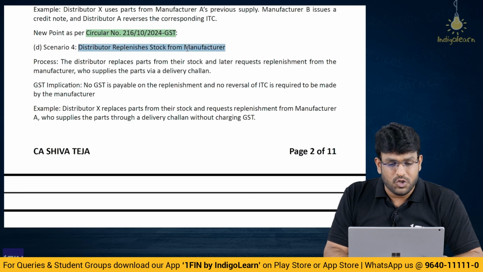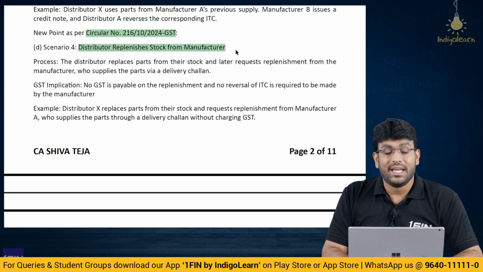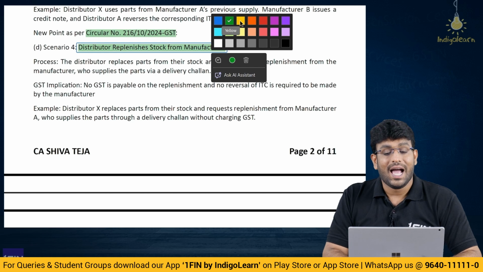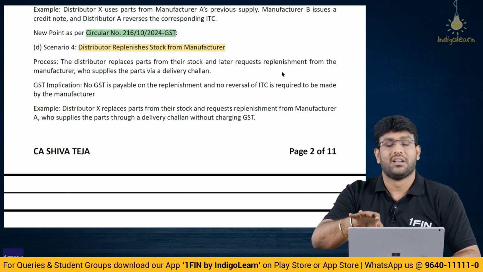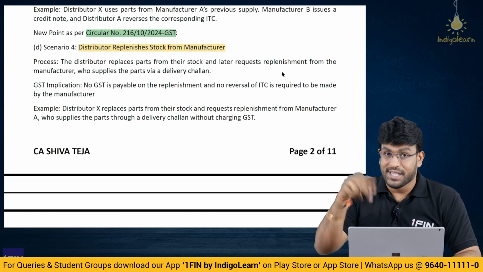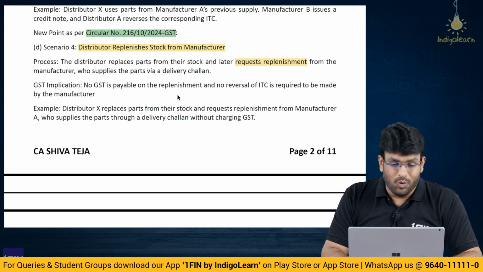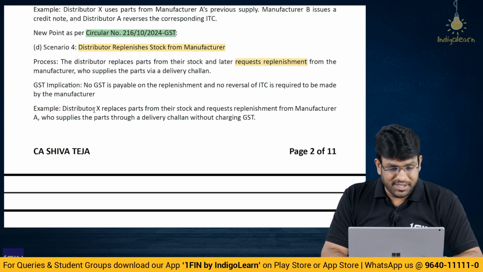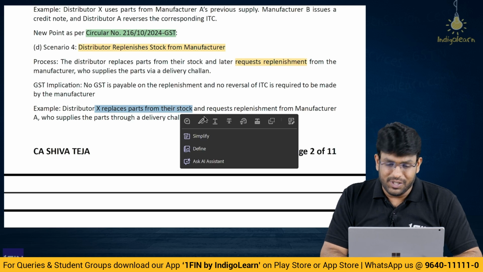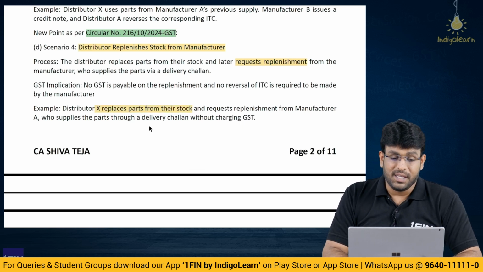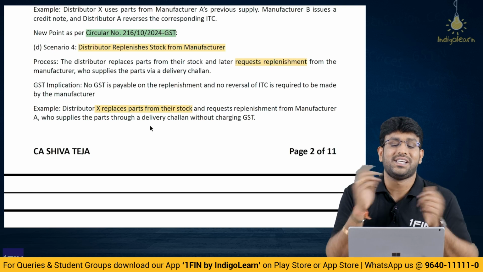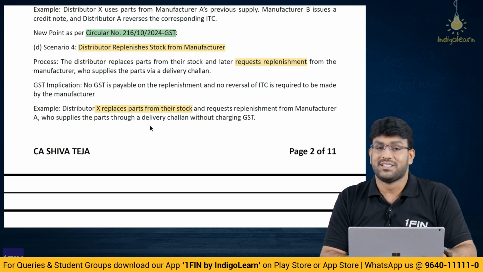The distributor replenishes the stock from the manufacturer. That means he has given under free warranty and he is again getting that stock from the manufacturer. He is not getting a credit note, he is not getting money, he is getting the stock replacement. The distributor replaces parts from their stock and later requests replenishment from the manufacturer, who supplies the parts via delivery challan. GST implication: no GST is payable on the replenishment and no ITC reversal is required to be made. Distributor X replaces parts from their stock and requests replenishment from manufacturer A, who supplies the parts through delivery challan without charging GST.